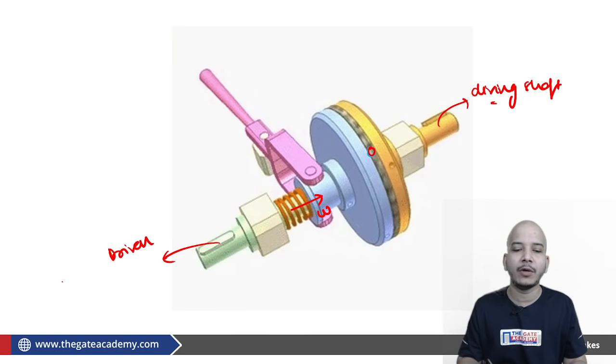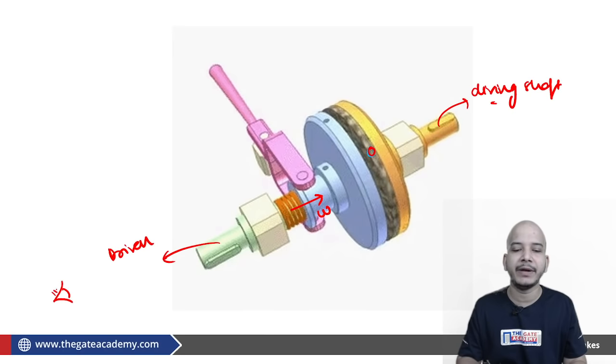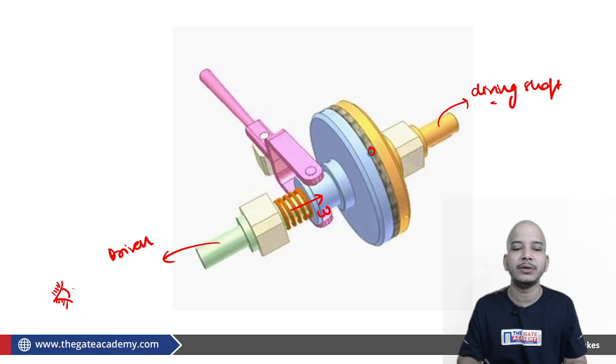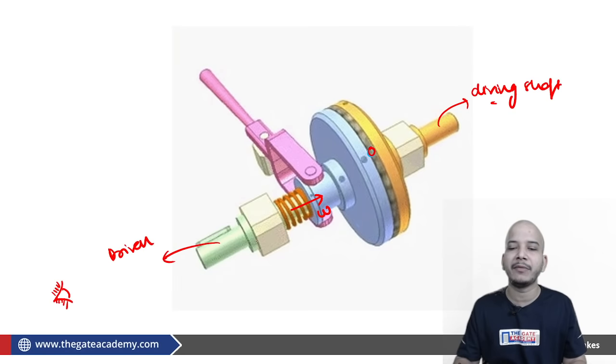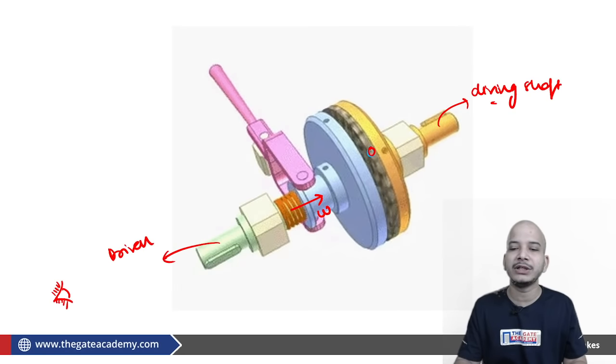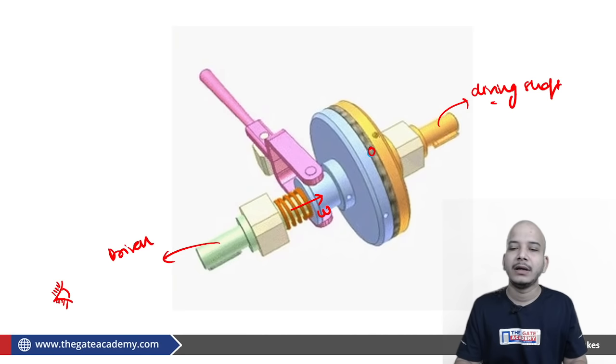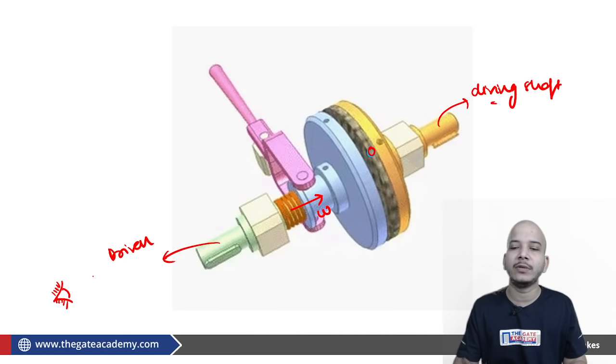Let us say that we are observing from this side, so that when I say clockwise or anti-clockwise, you will be able to understand. I am observing it from here. Right now this body, this driven member, was at rest. What was the direction of rotation? The direction of rotation was counterclockwise as far as this observer is concerned.